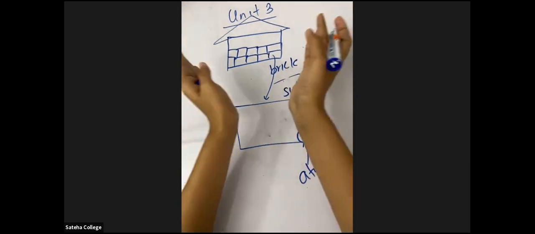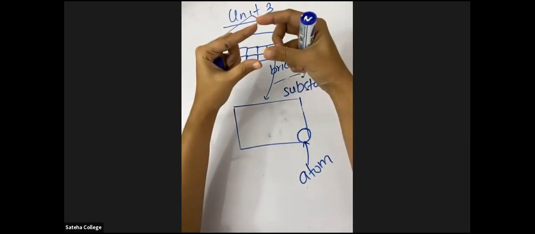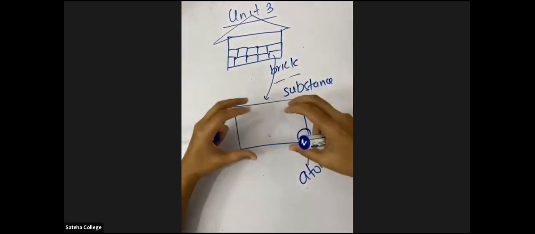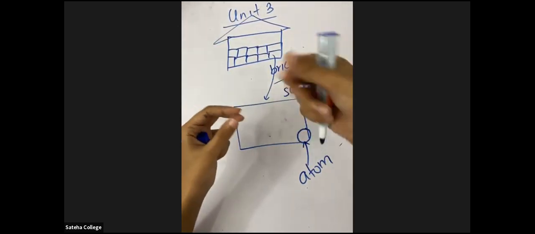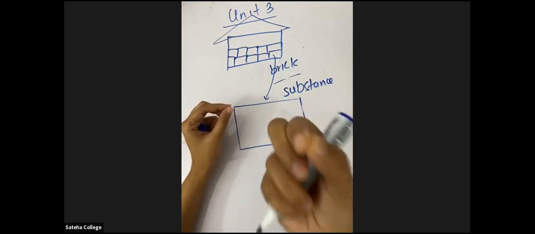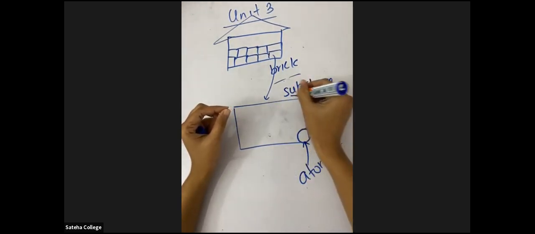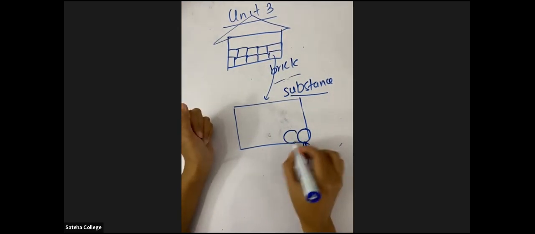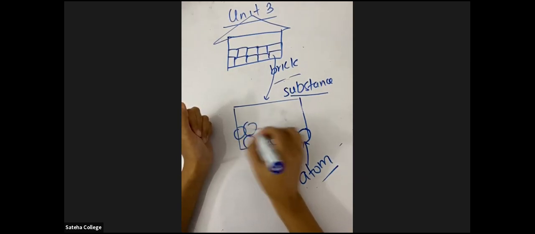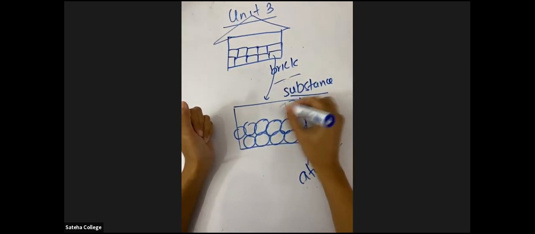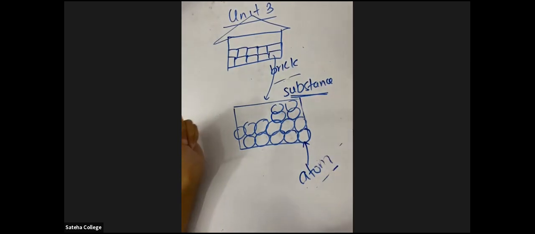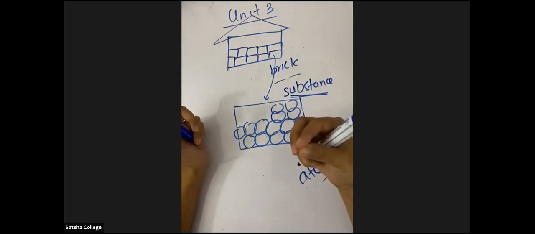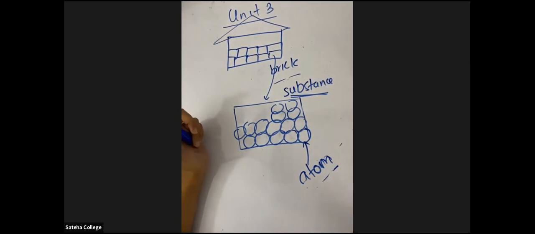So you have a house. To build the house, the simplest form you need is a brick. But inside the brick, you will have particles. So the basic unit of the substance, you call it an atom. If several atoms combine together, that will make the substance. Did you understand? So what is an atom? Say with me. An atom is the basic unit of a substance.